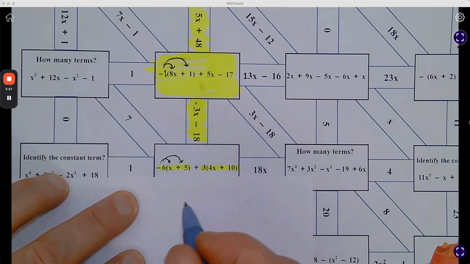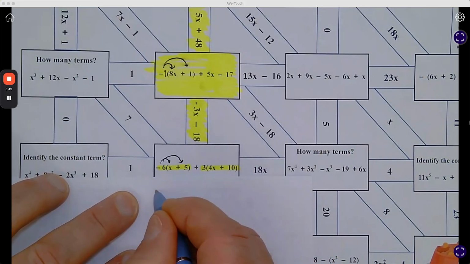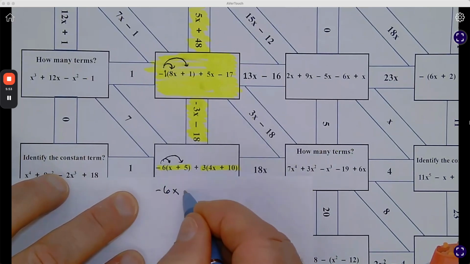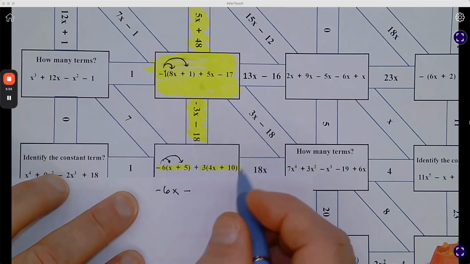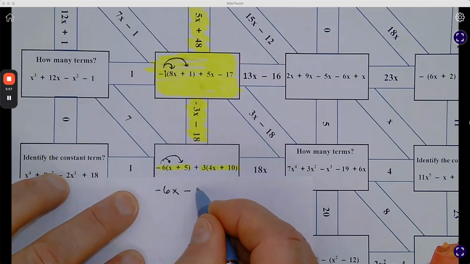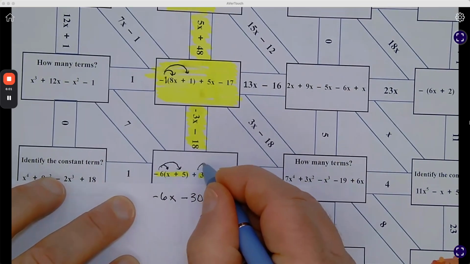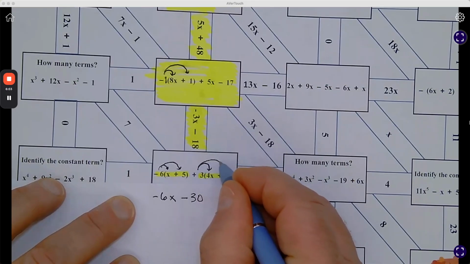Negative 6 times 1x is negative 6x. Negative times a positive is a negative. 6 times 5, 30. Let's go. Okay, now I'm going to distribute the 3 through.